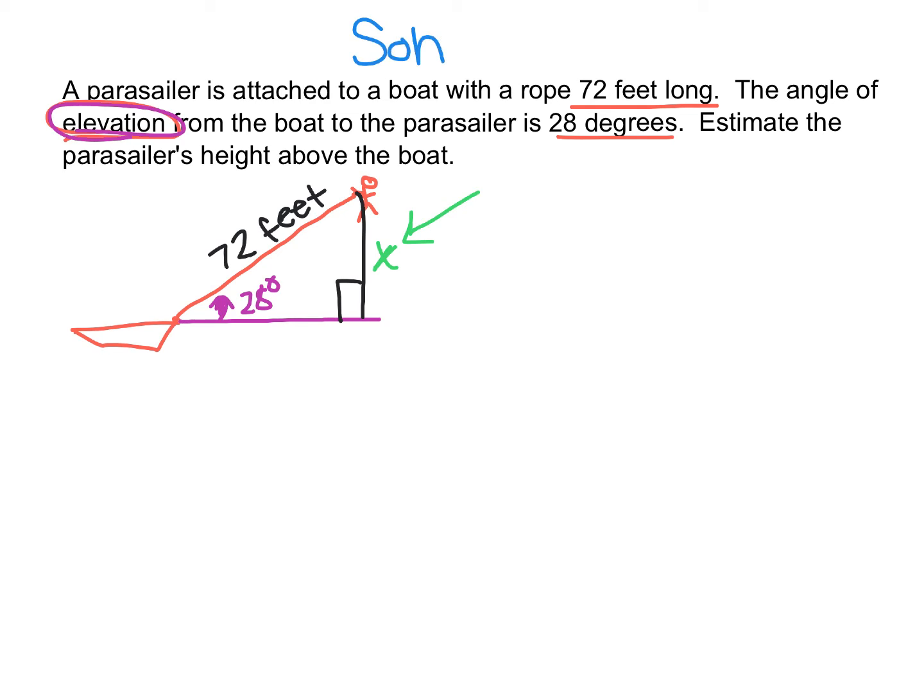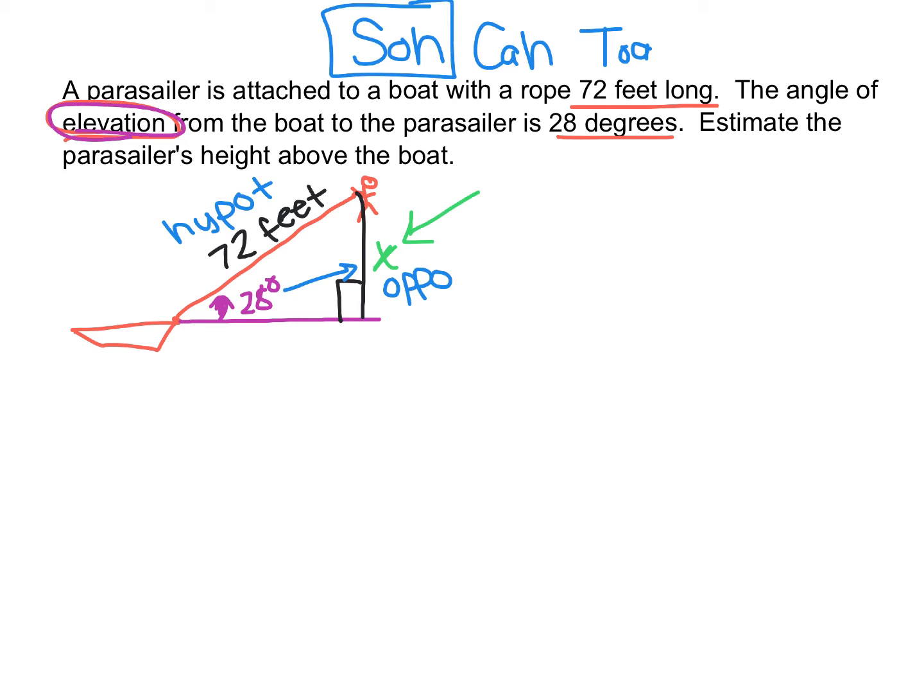So I start off with SOH CAH TOA, and I take a look at the information I have here. Here I have the hypotenuse, and I'm looking for the opposite side length, opposite of my angle. So because I have opposite and hypotenuse, I'm going to use the sine function. And the sine function is sine of my angle is equal to opposite over hypotenuse. So here I take sine of my angle, which is 28 degrees, is equal to my opposite leg, which is x, over my hypotenuse, which is 72.